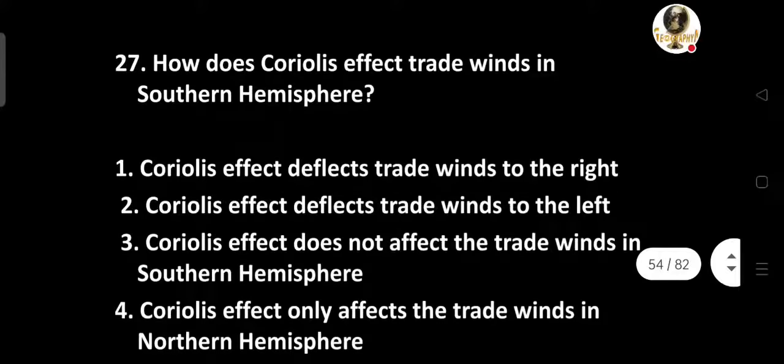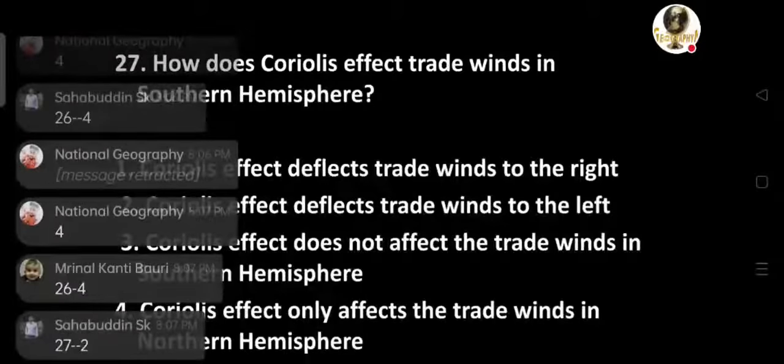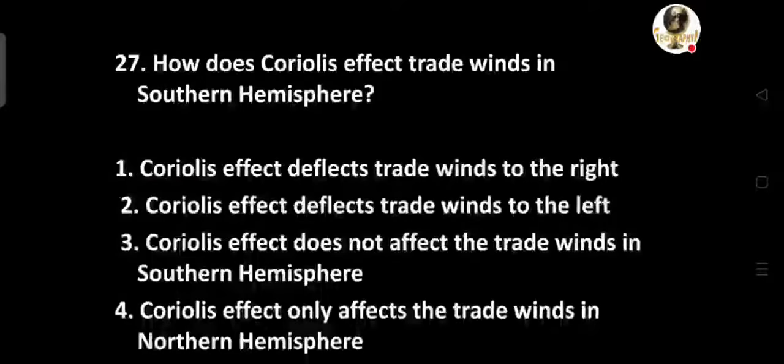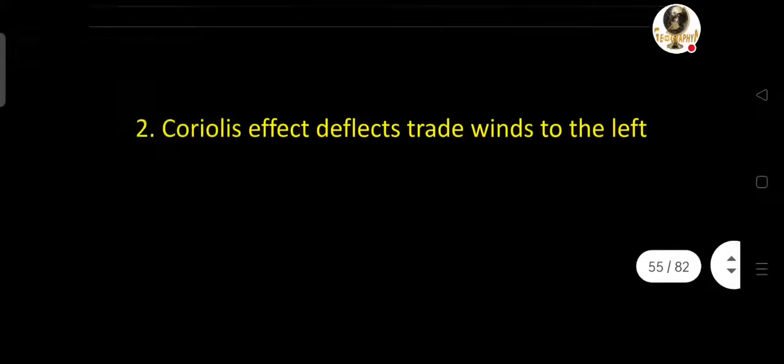Very interesting question. How does the Coriolis effect affect trade winds in the southern hemisphere? Question 27, carefully listen. Basically the Coriolis effect and Ferrel's law disturb the flow of the trade winds flowing from the north to south and deflect them towards the left in the southern hemisphere, and thus they blow in the southeast direction in the southern hemisphere. So definitely option 2 is the correct answer, Subhadeep: the Coriolis effect deflects trade winds to the left is the correct answer.